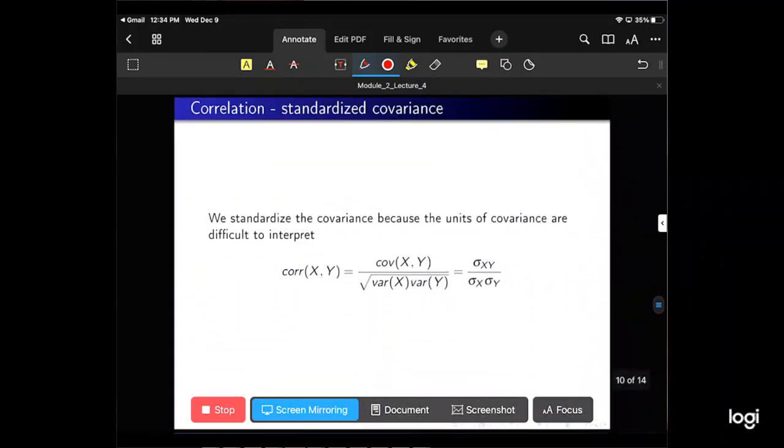The correlation, this is a nice one, it's the standardized covariance. We standardize the covariance because the units of covariance are difficult to interpret. The units of the covariance are really the units of the variables that you're defining the covariance over. The correlation is nice because it has very standardized properties. So to get the correlation, we write the covariance over the square root of the variance of X times the variance of Y, and we can write it as this.